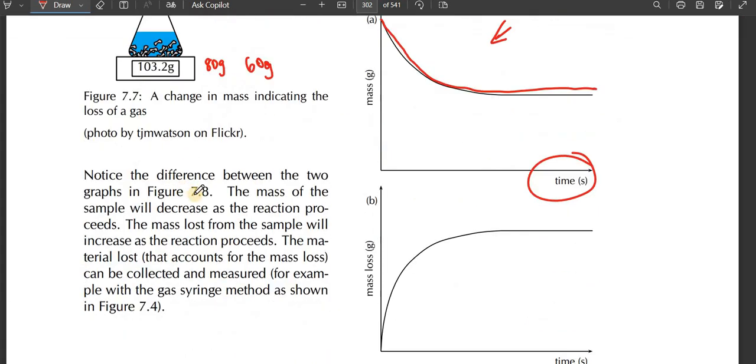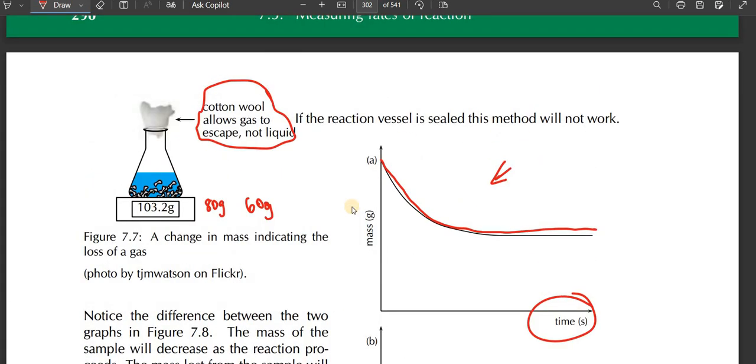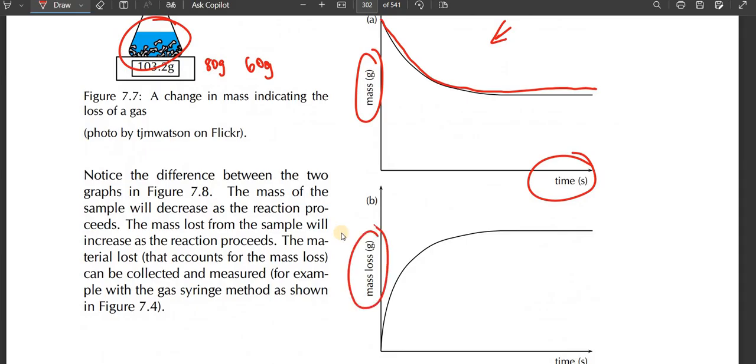Now you can also think about it in this way. This is if your y-axis is mass, the mass of the things that are inside. But if your y-axis is the mass loss, you are saying how much is being lost per unit time. You start with 0 seconds as your time, and you have not lost anything. But maybe after 10 seconds, you have lost 2 grams.